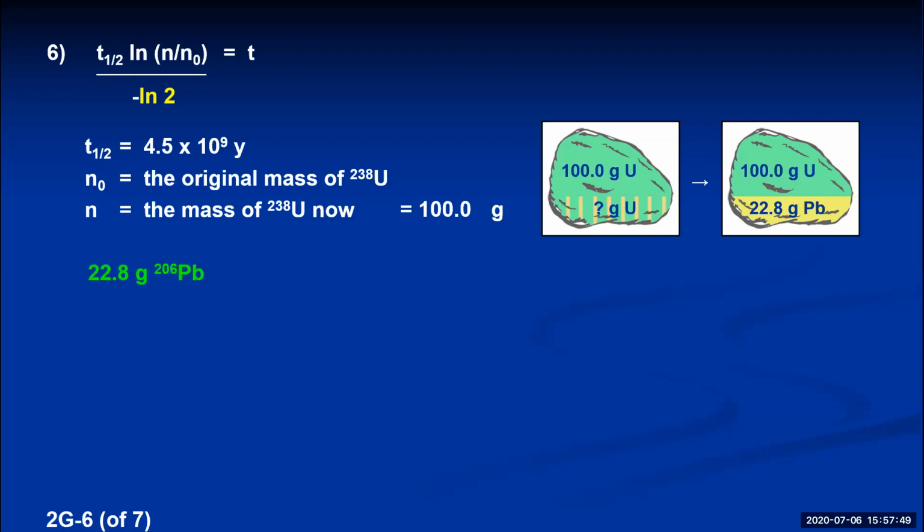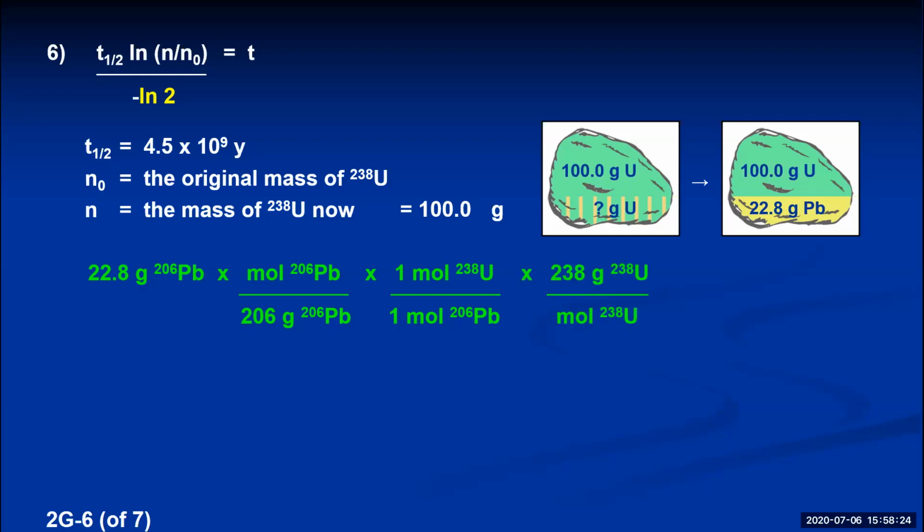So if we take the 22.8 grams of lead-206 that's in the rock now, use the molar mass of this isotope of 206 grams per mole to convert it into moles, in the decay scheme from uranium eventually turning into lead over a period of 4.5 billion years, it's a 1-to-1 ratio. One uranium atom eventually turns into one lead atom. So it's a 1-to-1 atom ratio, a 1-to-1 mole ratio. Put the lead-206 on the bottom to cancel out the units, and we now know how many moles of uranium there must have been originally.